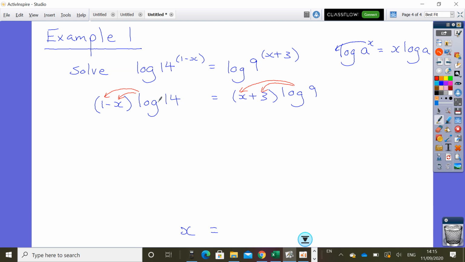So that is log 14 times 1, which is just log 14. Subtract x times log 14 is x log 14. And then x log 9, adding 3 log 9.